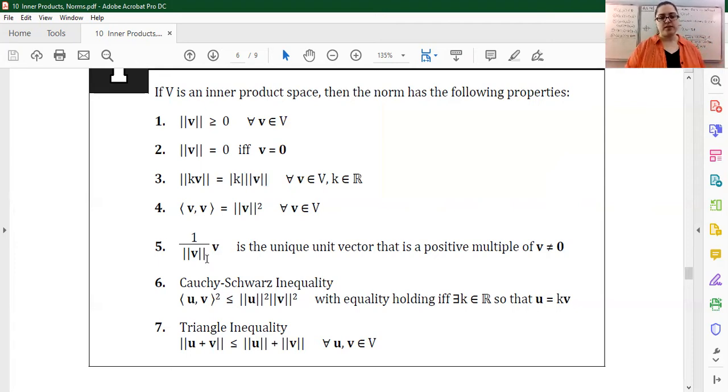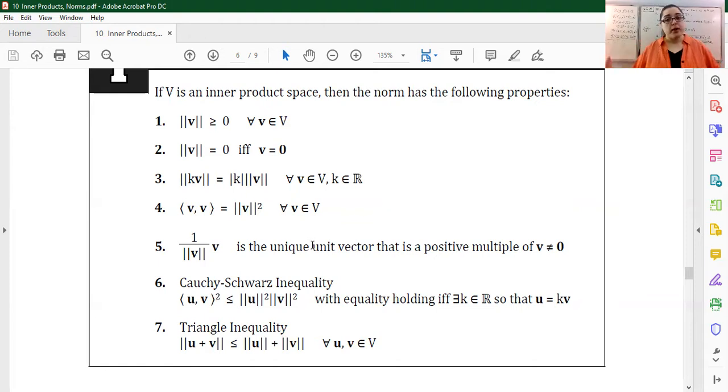First, I'm going to take the norm of the vector. If I take my vector and divide it by the norm, I'm dividing the vector by its length, and that's going to result in a unit vector, right? Think about if you take a vector in R2 and divide by its length, now its length is 1. That's what we're doing here. And not only is this going to give me a unit vector, but it is a unique unit vector that's a positive multiple of our vector v. Again, we have to make sure v is not the 0 vector because then we have division by 0, and that's just not nice, right?